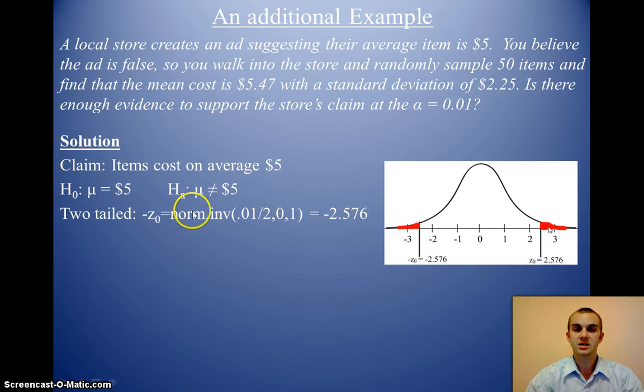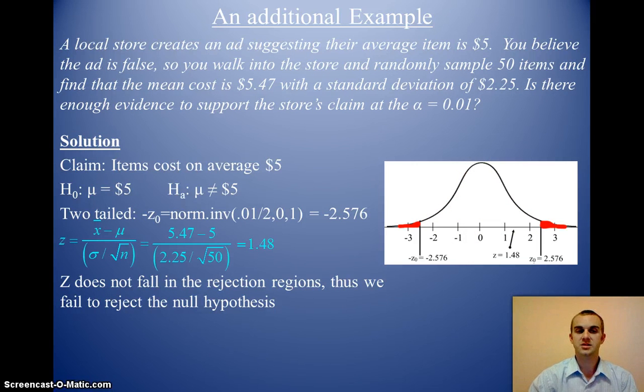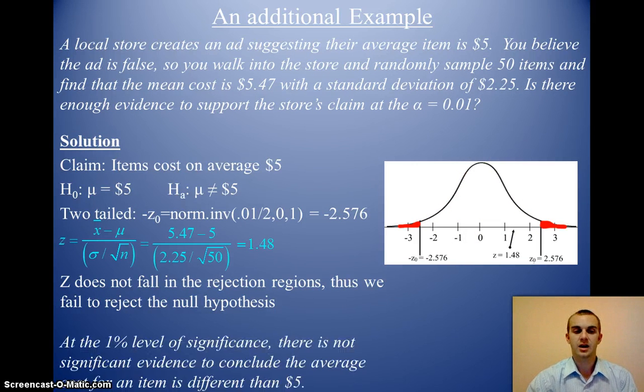Now I'm going to find the z-score that relates to the sample information. $5.47 minus the mean that we're testing against, $5, with our sample deviation and our sample size, and I get that the z-score comes out to 1.48. That falls right here, which is in the area where I would fail to reject the null hypothesis. So in this case, at the 1% level of significance, there's not significant evidence to conclude the average cost for an item is different than $5.